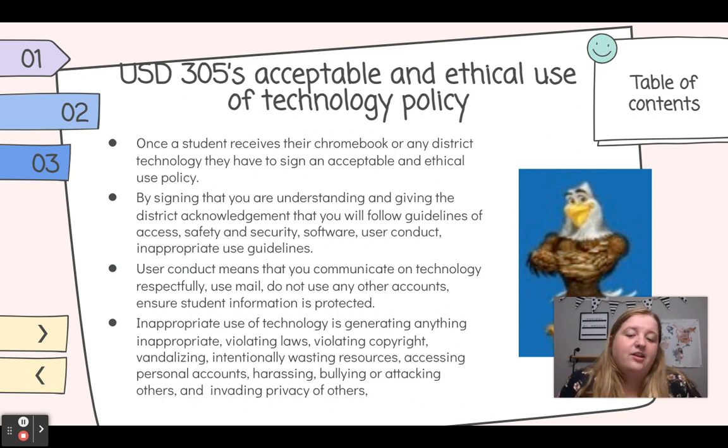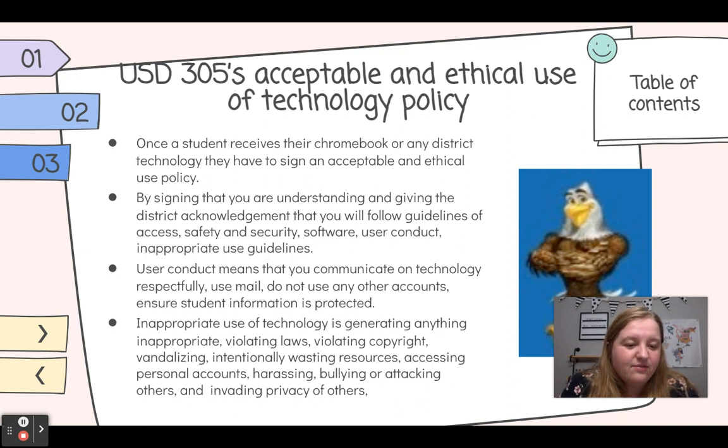Inappropriate use of technology in USD 305 includes generating anything inappropriate, violating laws, violating copyright, not giving sourcing where sourcing is due, and vandalizing, such as writing on Chromebooks or dropping Chromebooks on purpose. It also includes vandalizing websites that teachers have produced and intentionally wasting resources, meaning wasting all of your hard drive space so that you don't have to complete an assignment. That's an inappropriate use of technology.